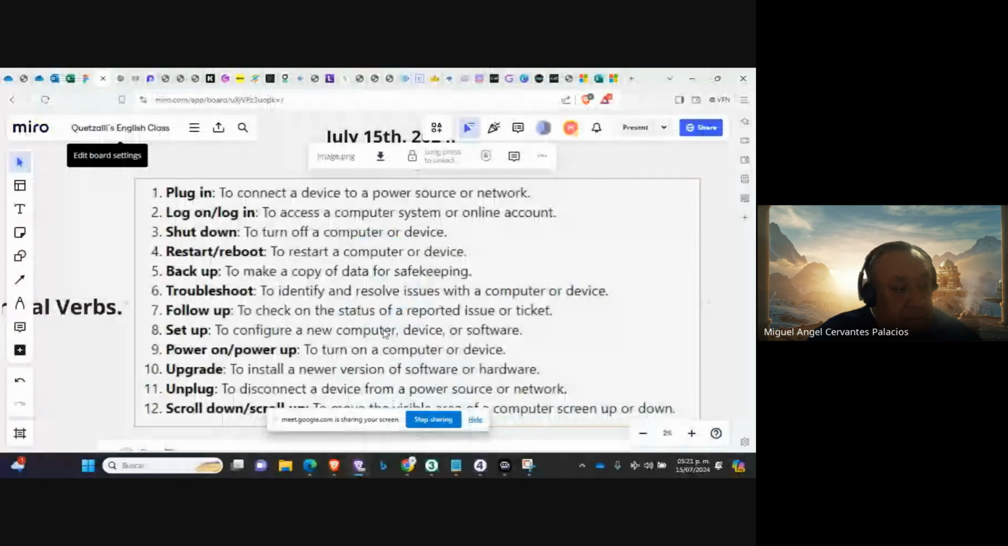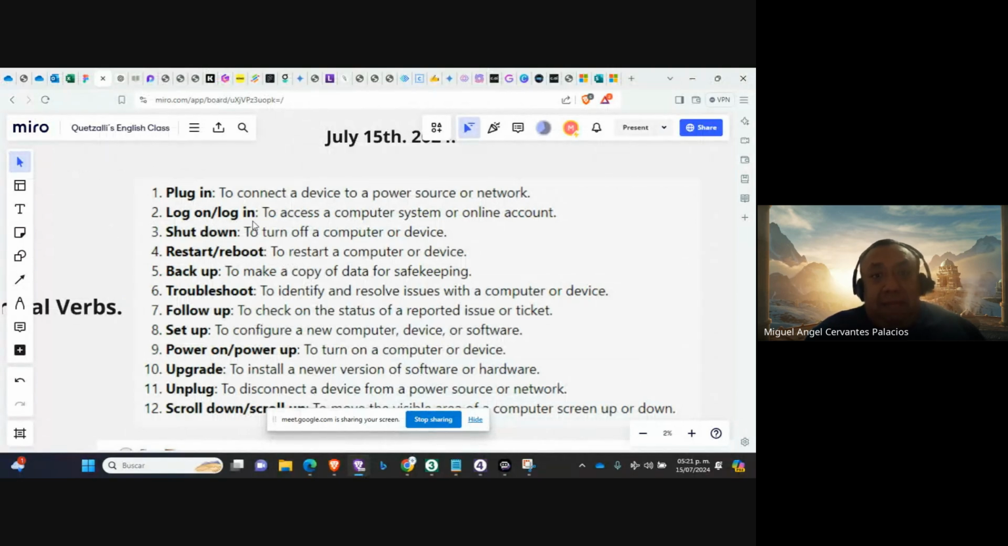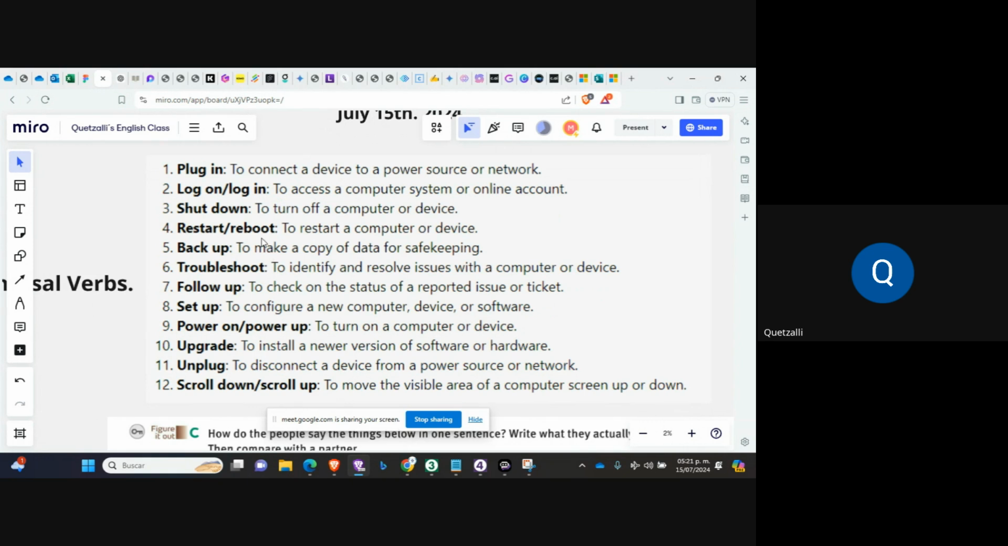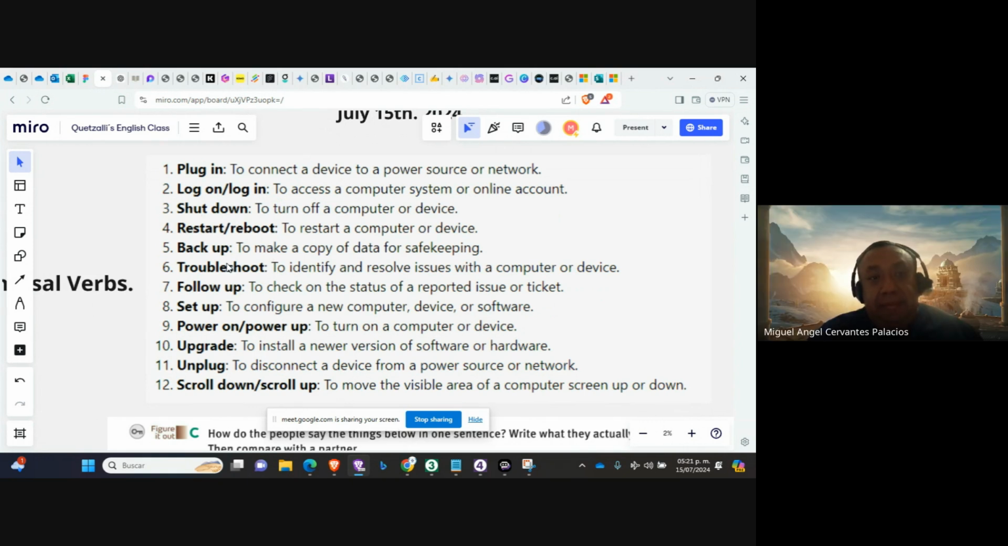Let's, for example, plug in. Plug in, conectar. Log in, es acceder. Shut down, apagar. Restart, reboot, eso es reiniciar.